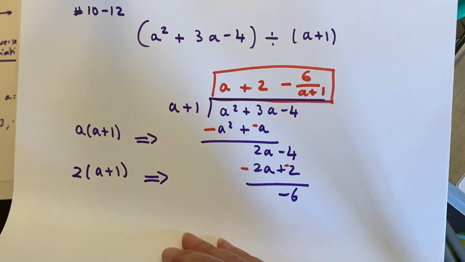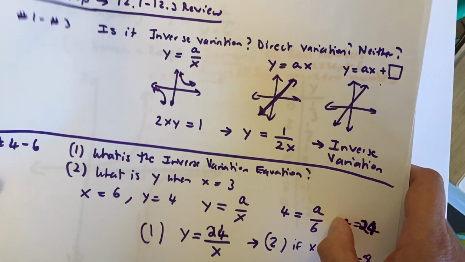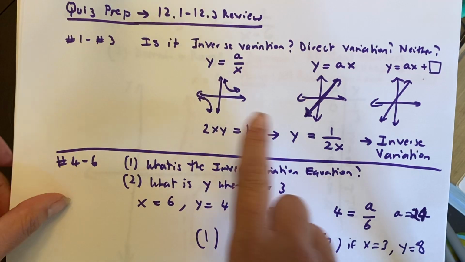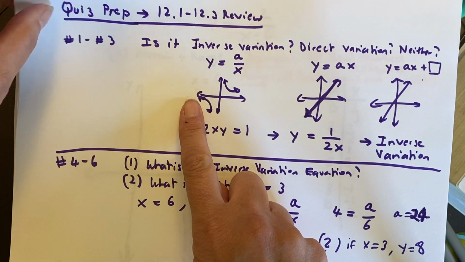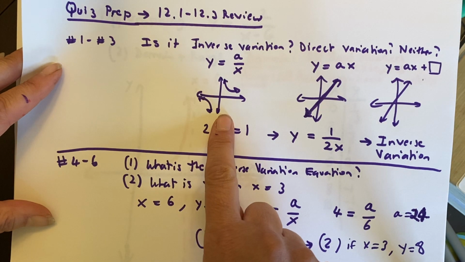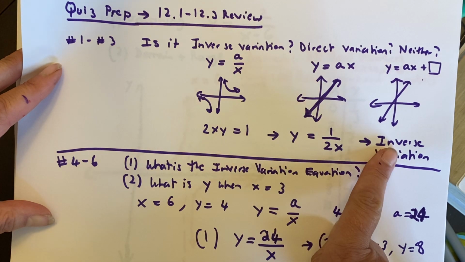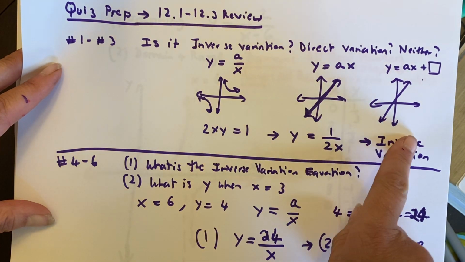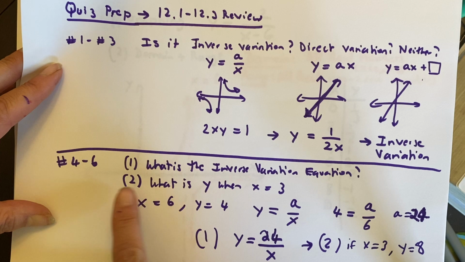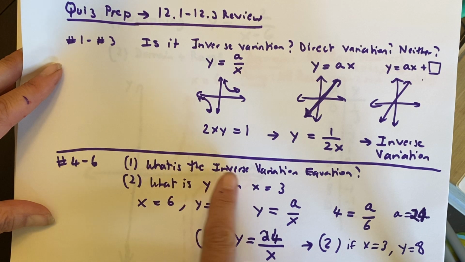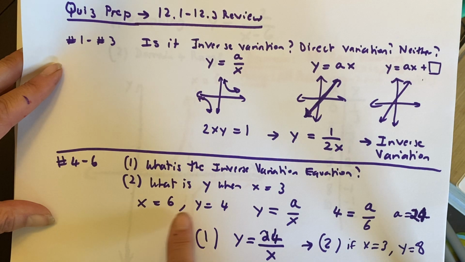So again, before I leave you, going back over the quiz prep, numbers 1 through 3, we're looking for, is it inverse variation, direct variation, or neither? 4 through 6, you're looking for 2 answers. What is the equation? And so you're going to use x and y to come up with the equation. And what is y when x is 3?